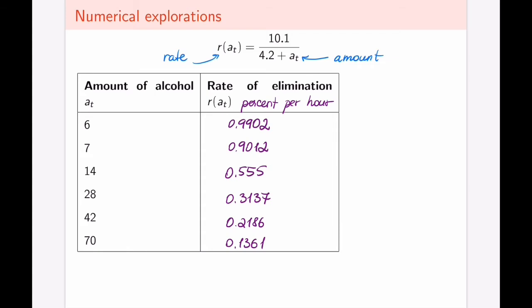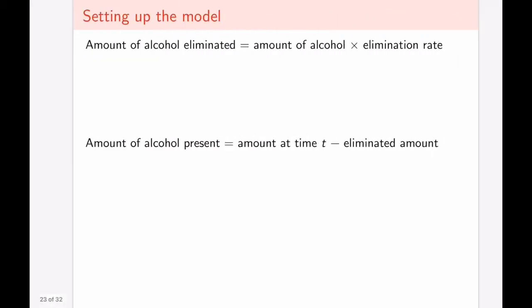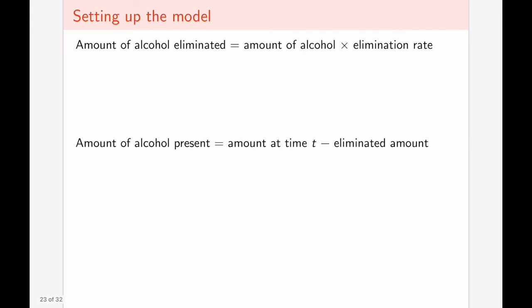to our model. First of all, notice that if I have a certain amount of alcohol and it gets eliminated at a given rate, then the amount of alcohol eliminated can be computed as the product of the two. If I have 6 grams of alcohol and 99% of it gets eliminated, 99% times 6 is what gets eliminated. Then the amount of alcohol present is going to be what I have left minus what has been actually taken out. Let's record this in the notation that we have introduced.